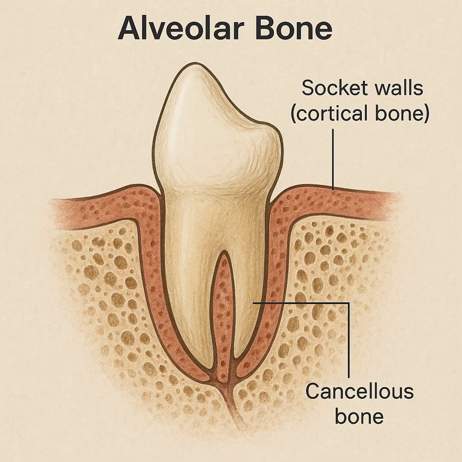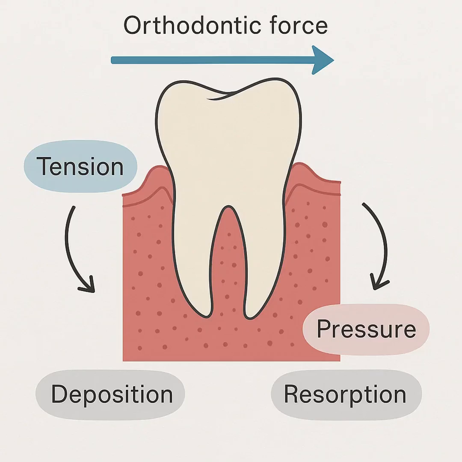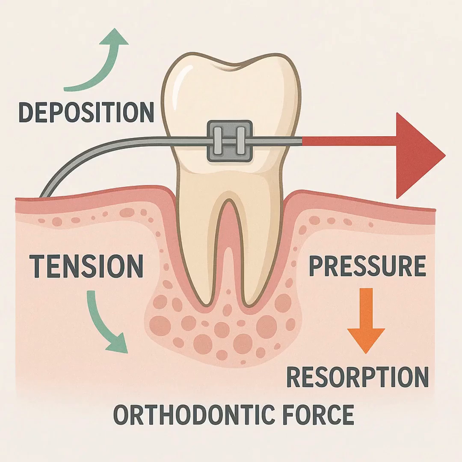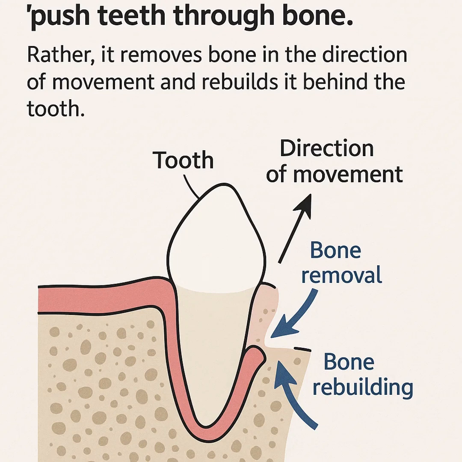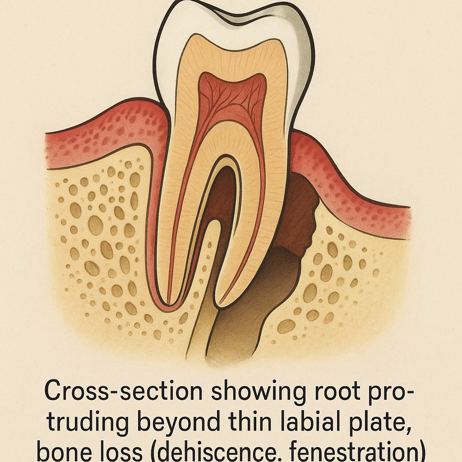Finally, the alveolar bone. The socket walls are made of cortical bone, backed by cancellous bone. Osteoblasts build, osteoclasts resorb. Under orthodontic force, tension stimulates deposition, pressure stimulates resorption. Importantly, the body does not physically push teeth through bone. Rather, it removes bone in the direction of movement and rebuilds it behind the tooth. This distinction is critical. If you push too far beyond the bony housing, especially in thin labial plates like those of the lower incisors, you risk dehiscence and fenestration, essentially pushing the root out of its skeletal envelope.